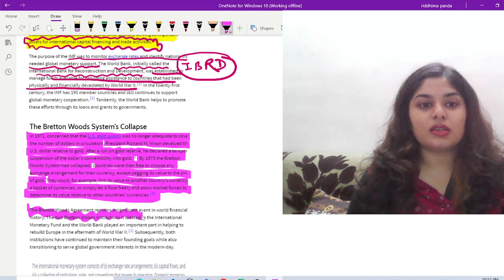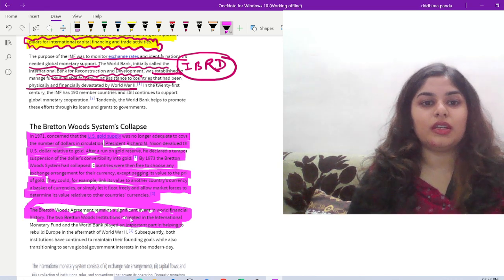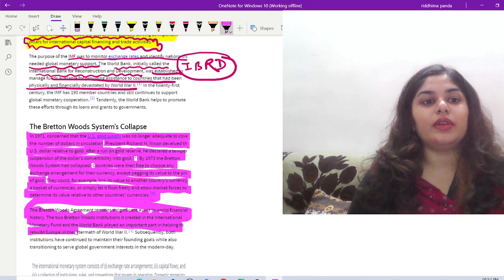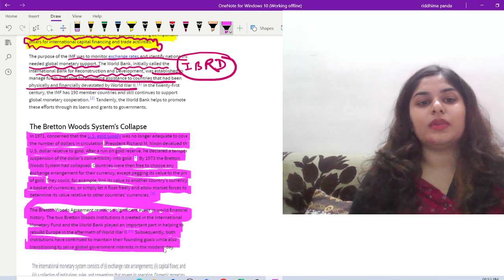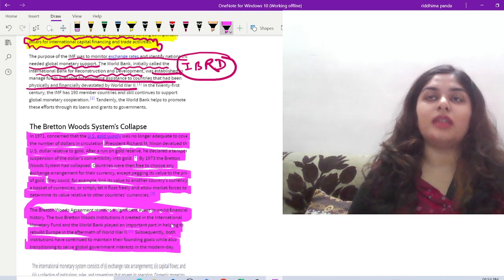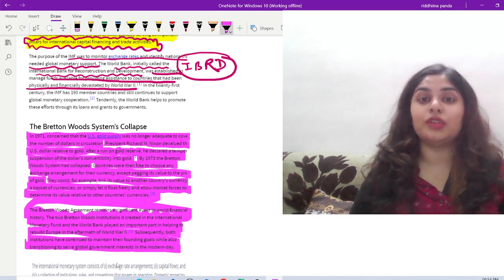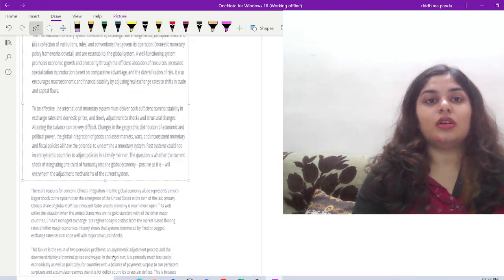The Bretton Woods agreement remains a significant event in world financial history. The two Bretton Woods institutions created, the International Monetary Fund and the World Bank, played an important role in helping to rebuild Europe in the aftermath of World War II. Subsequently, both institutions have continued to maintain the founding goals while also transitioning to several global governance interests in the modern day. That is basically reconstructing and helping the less developed nations to grow and walk towards the path of economic growth, right?